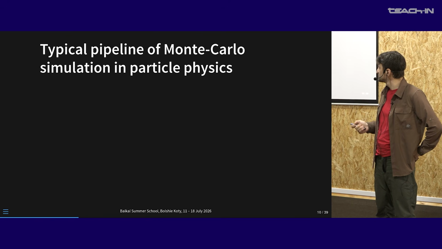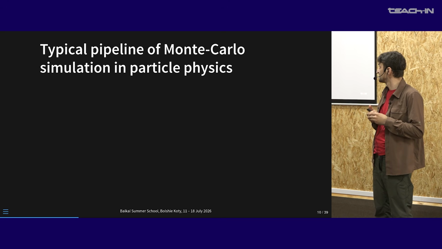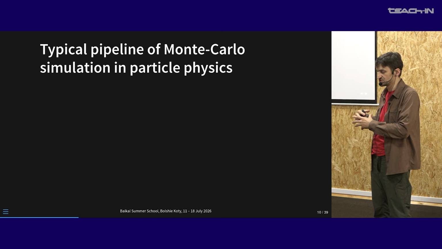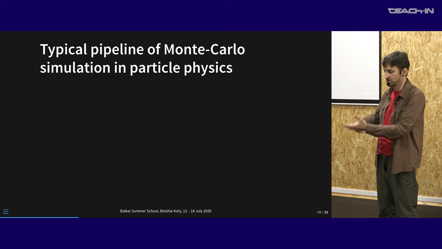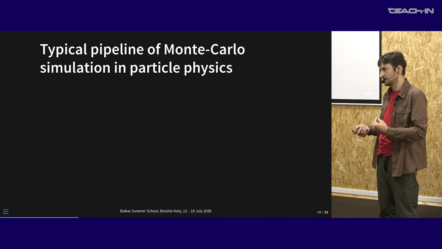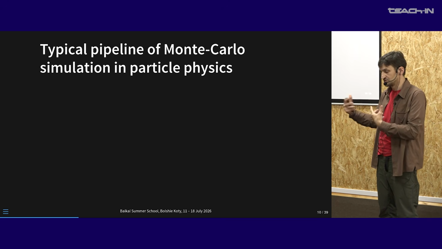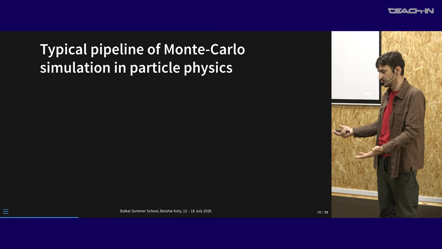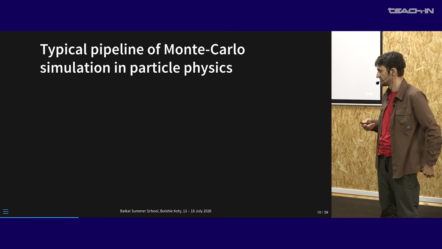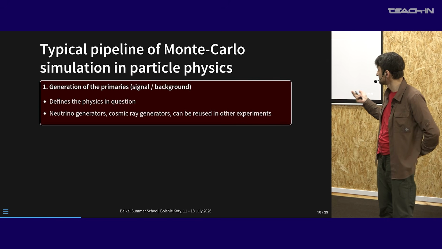Okay, so in particle physics, the typical pipeline for Monte Carlo simulation is quite complex. You have your physics, you have your detector, you have all the electronics. You need to produce the whole chain from the initial thing you want to study down to the observable data, to the digits in your data acquisition system.